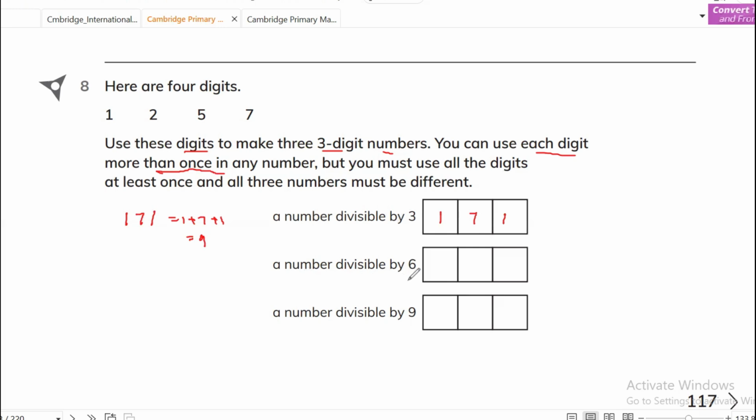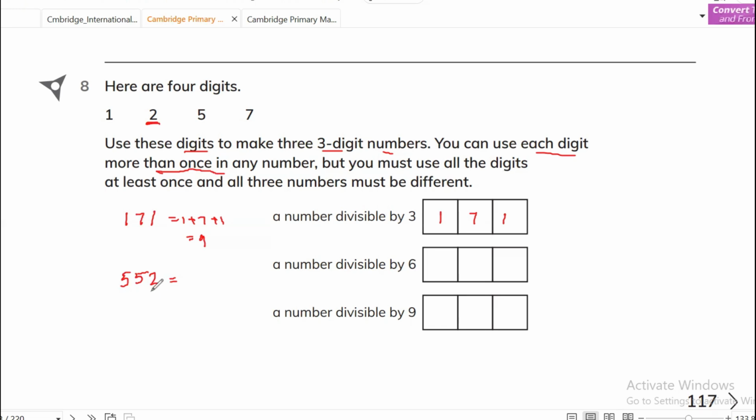A number is divisible by 6. The point is your end must be an even number. So it means think about 2 at the end, okay? Like I'm thinking 5. We can repeat 5 two times: 5, 5, 2. So if you check, this number ends with 2, so it is an even number.